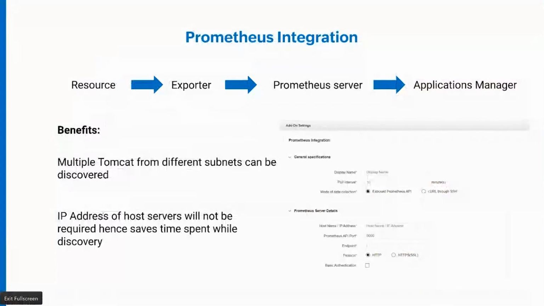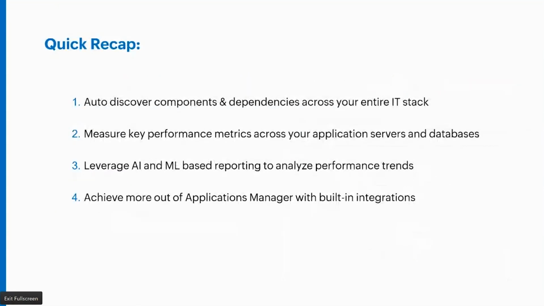Let's have a quick recap of the topics we discussed in today's session. We discussed 4 different topics. The first one was how auto discovery and the dependency map work in Applications Manager, and what are all the ways you can onboard monitors into Applications Manager. In the second topic, we saw the key performance metrics that we need to focus on for application servers and databases.